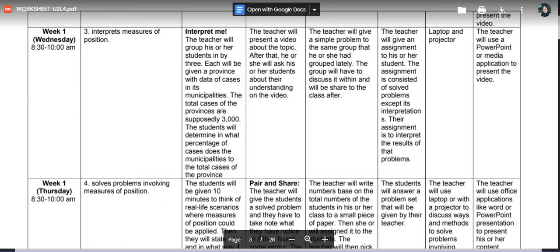Each group will be given a province with data of cases in its municipalities. The total cases of the province are supposedly 3,000. The students will determine what percentage of cases the municipalities have to the total cases of the province.